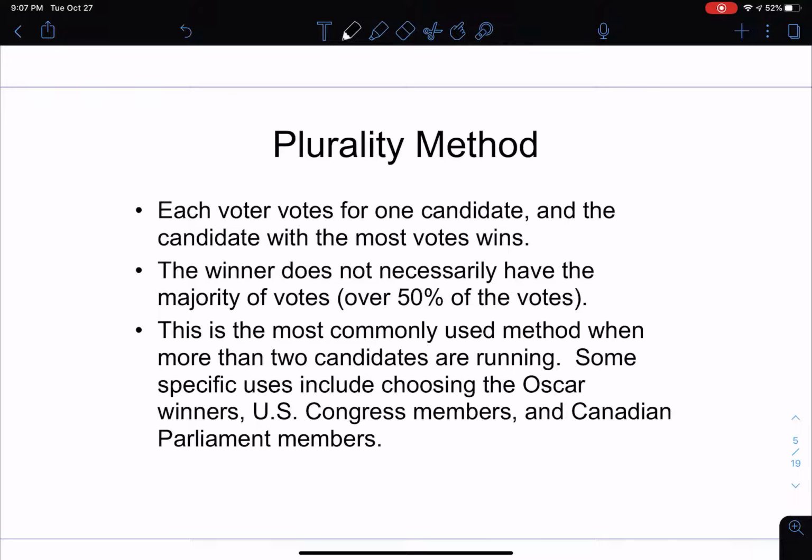The winner does not necessarily have to have a majority of votes. Majority means you have over half the votes. Supermajority can be a different number, often 2/3 of the votes, so having 67% of the votes. But in a strict plurality, it doesn't have to be a majority or supermajority or anything like that. It just needs to have the most votes.